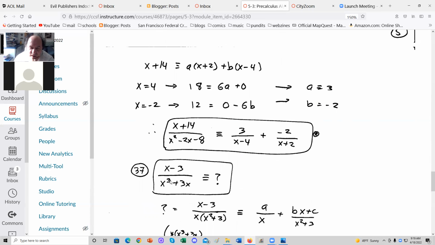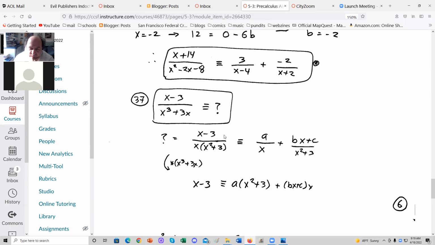Now here we're to factor out x minus 3 over x cubed plus 3x. Well, all right, rewrite the denominator: x minus 3 over x times (x squared plus 3). X, that's a linear factor, so a over x on this side, plus. Here, x squared plus 3 is an irreducible quadratic, so we put the bx plus c over x squared plus 3.